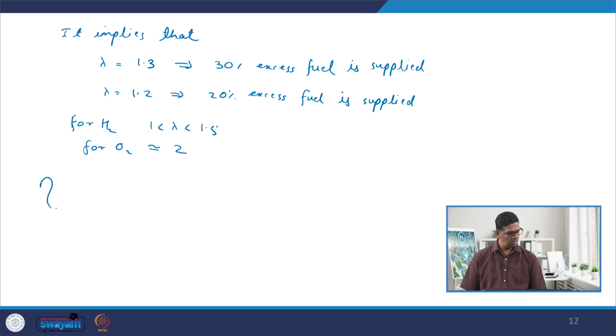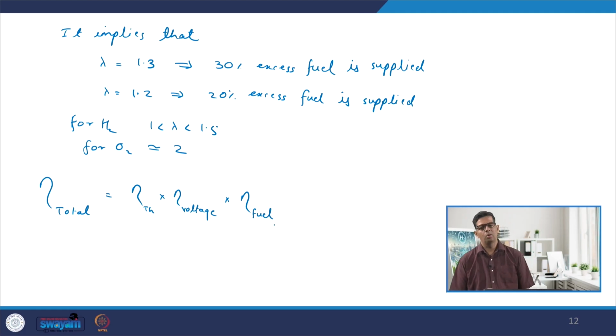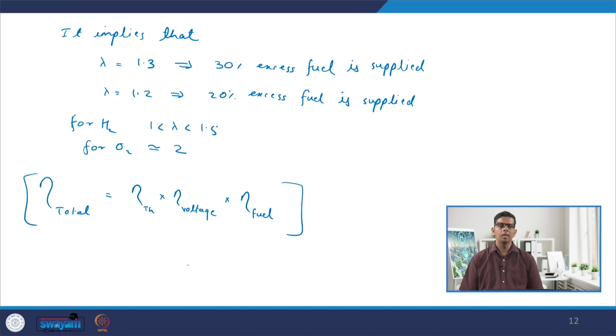And that is how we bring it to the total efficiency, which is the product of all these three efficiencies that we have considered. The first is thermodynamic efficiency, multiplied by voltage efficiency, multiplied by the fuel efficiency. Once we find all these three efficiencies, we can find the total efficiency of the fuel cell. With that I will stop here, and we will take up the efficiency calculations and further details in the next class. Thank you.